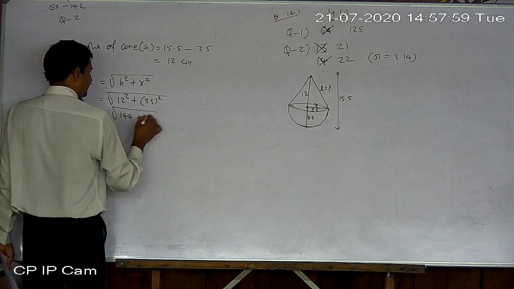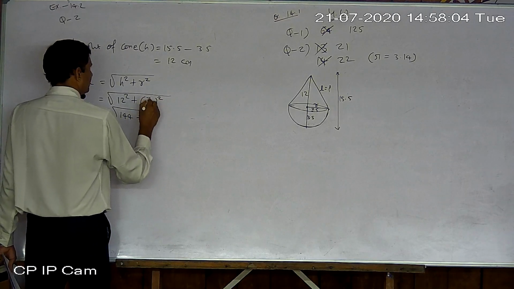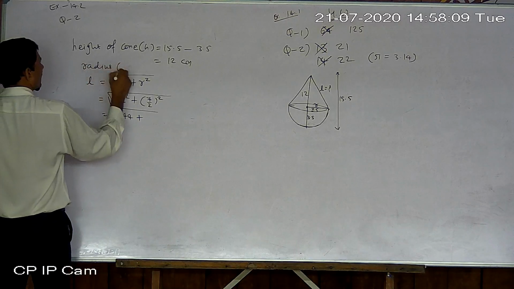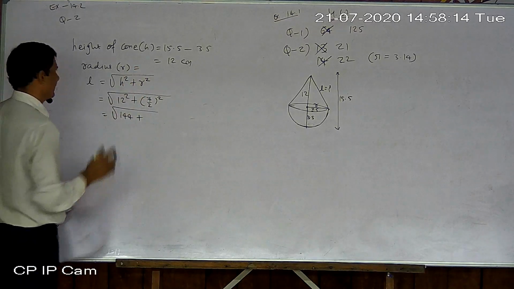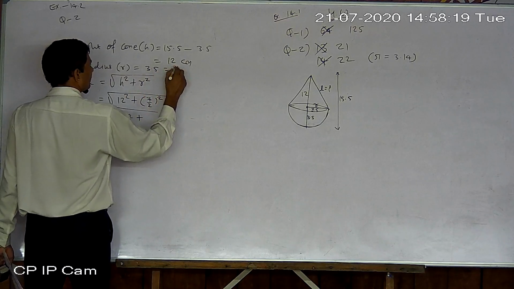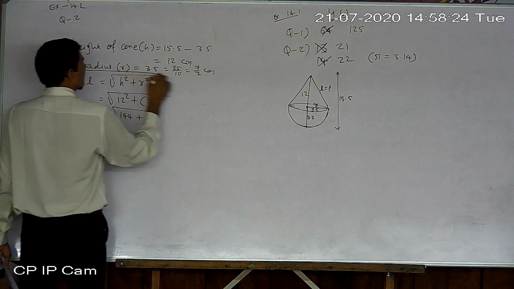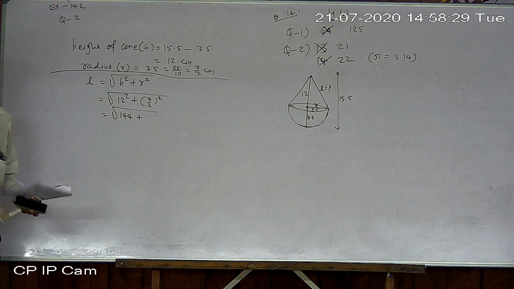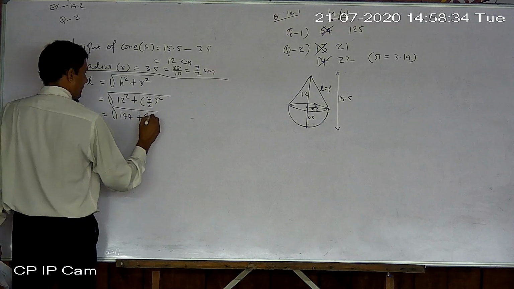Otherwise, convert it this way. The radius R is equal to 3.5. So actually 3.5 is what? 7 by 2. Why? 35 by 10 equals 7 by 2 centimeter. I just told you that we mostly use values in fraction form only, not in decimal. So now it becomes 49 upon 4.